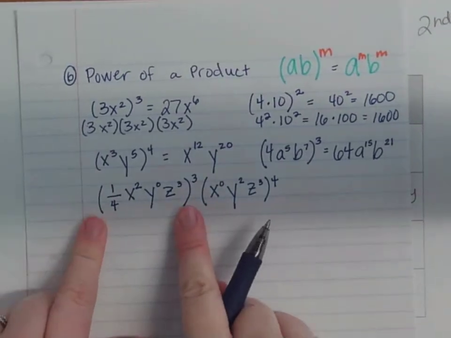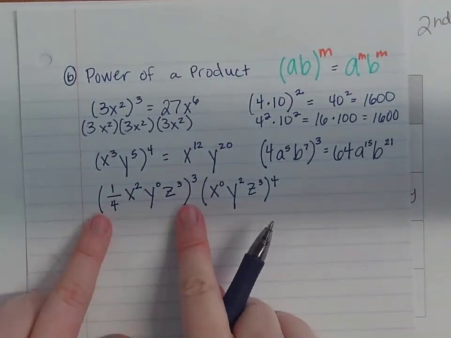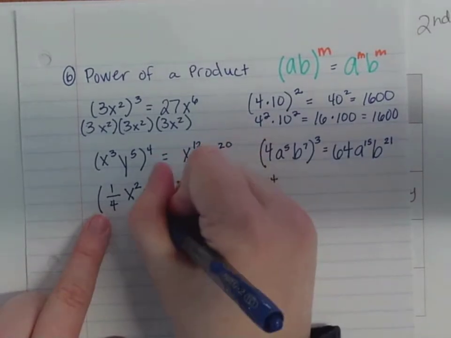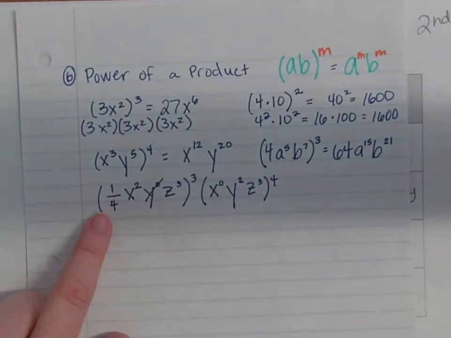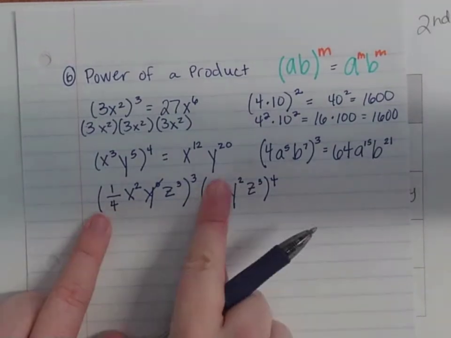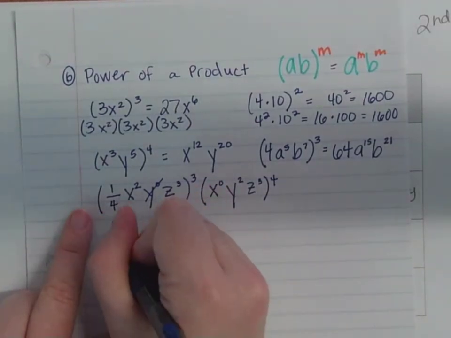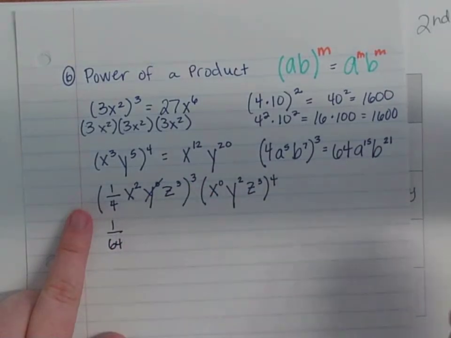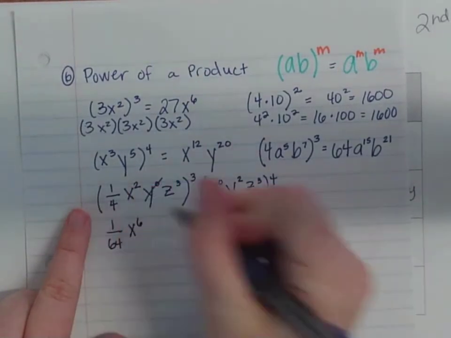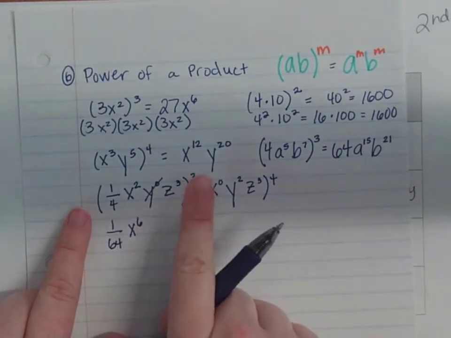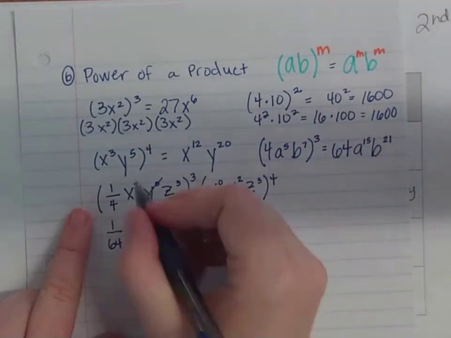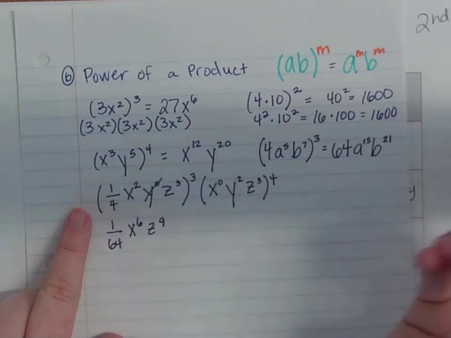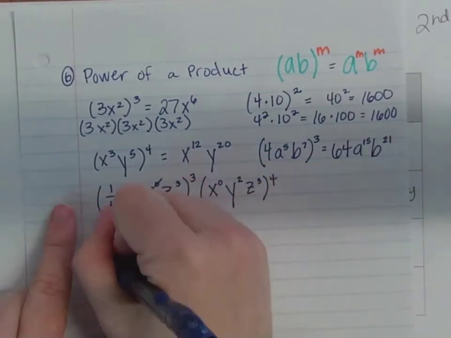So let's look here first. What is something I can simplify on the inside? Y to the 0 is just 1, so it cancels out, so I don't even have to think about it. Now 1/4 to the third power is 1/64. X squared to the third power, x to the 6th. Z to the third power, z to the 9th. Okay, so that's my first one.